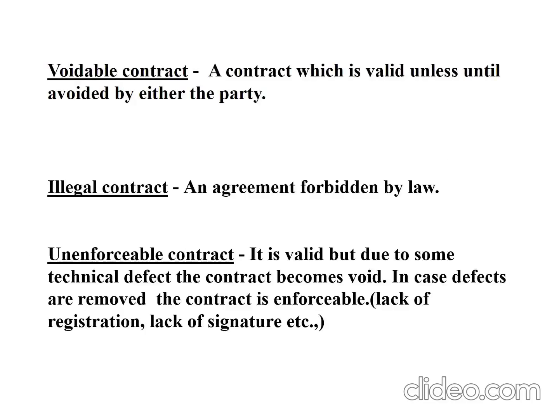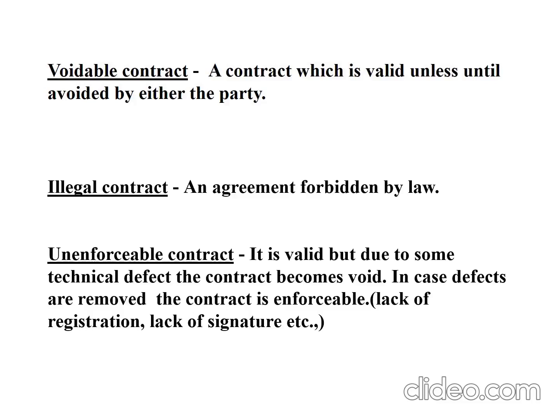Voidable contract, illegal contract, and unenforceable contract. A contract which is valid unless and until avoided by either party is called a voidable contract. So when any one party to the contract does not accept or does not agree to any one particular condition, it is called a voidable contract. Illegal contract: an agreement forbidden by law, like smuggling, fraud, or doing any illegal act, will be considered an illegal contract.